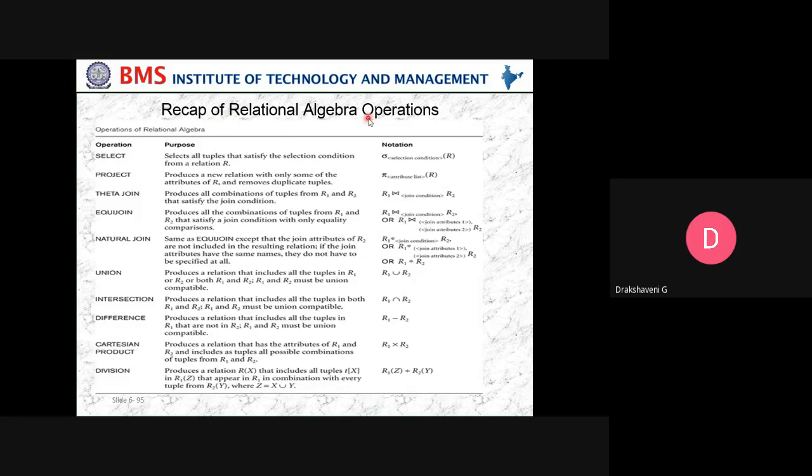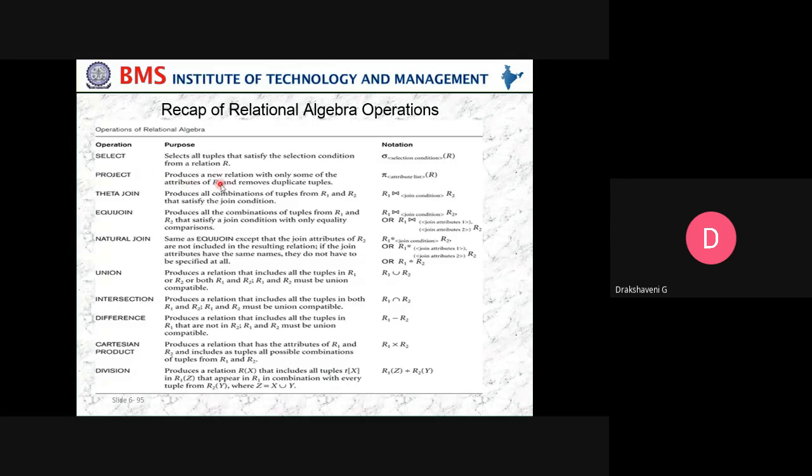The recap of relational algebra, that is select, project, theta join, equi-join, natural join, union, intersection, difference, Cartesian product, and division. So what is the purpose of using select? Select all tuples that satisfy the selection condition from the relation R, and the notation we use is select, selection condition and R.